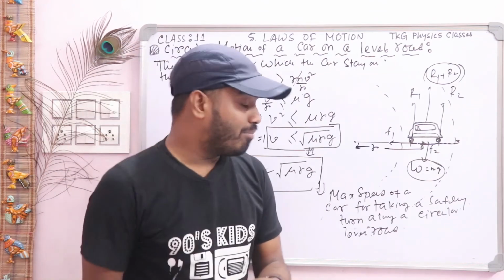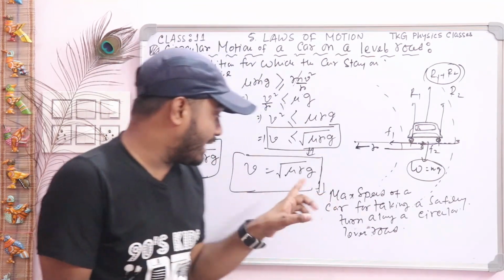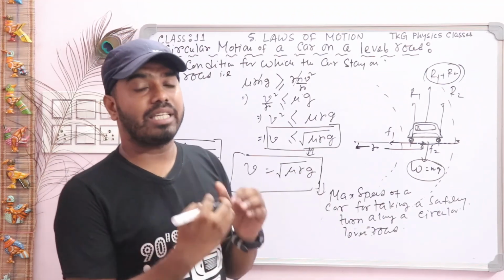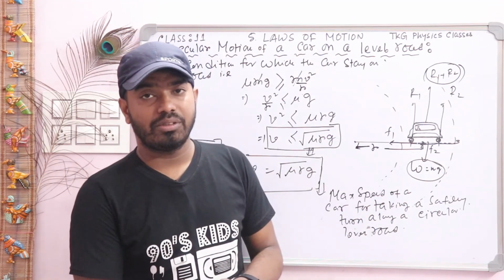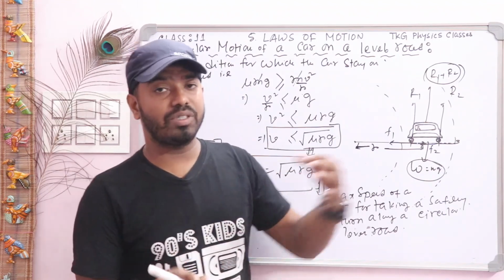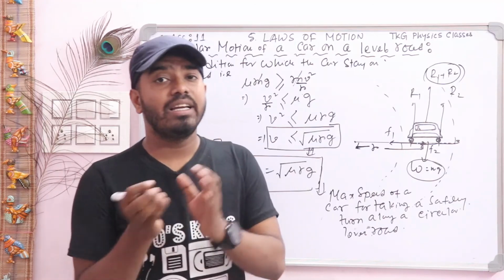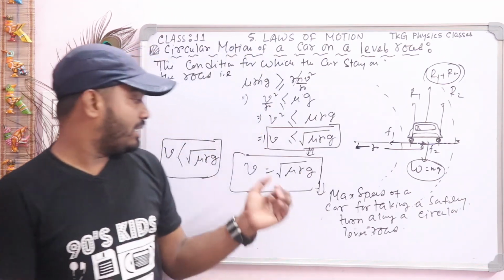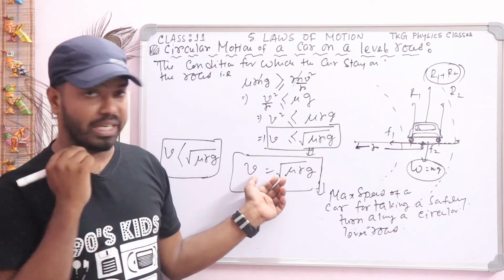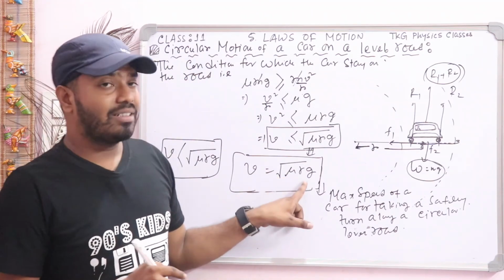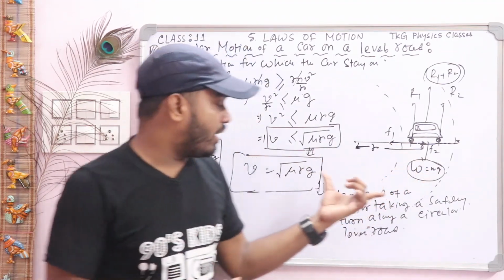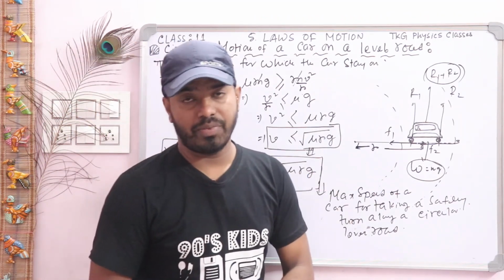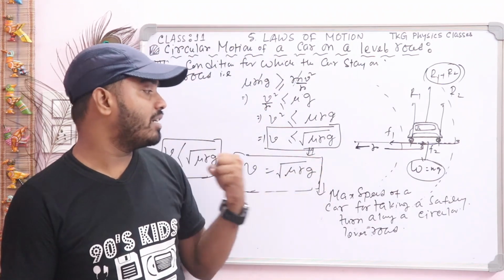Okay. But if the velocity v is greater than this value, then the car will skid off the road. That means in that condition the frictional force, which is directed inwards towards the center, is insufficient to provide the centripetal force. So you can see this maximum velocity depends upon r, the radius of the circular track. Again you can say this velocity depends upon the coefficient of friction mu between the road and the tires. So this is the condition and this is the expression for the maximum speed.